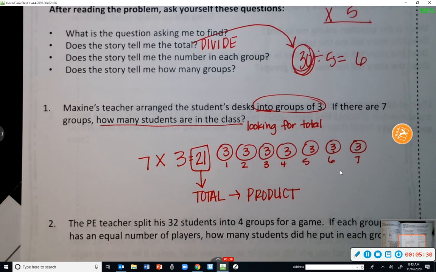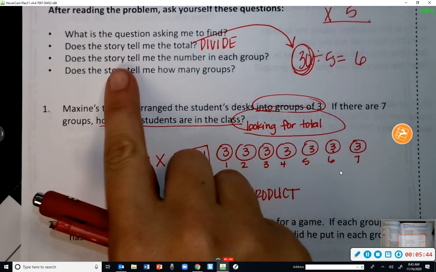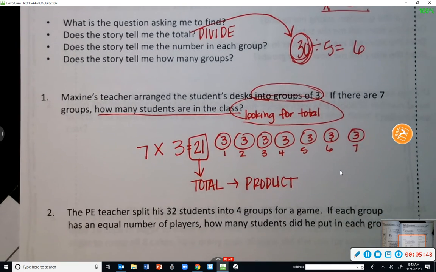Okay, so when we need to find the total amount, you're going to usually do what? You're going to multiply. You're going to multiply when you're looking for the total. If the problem gives you the total, you're going to what? Divide. Okay, that's going to help us.